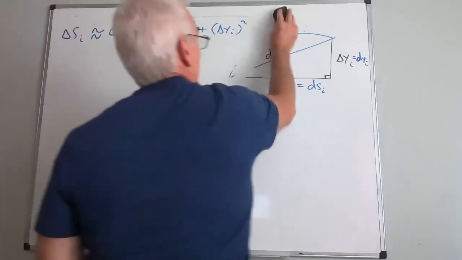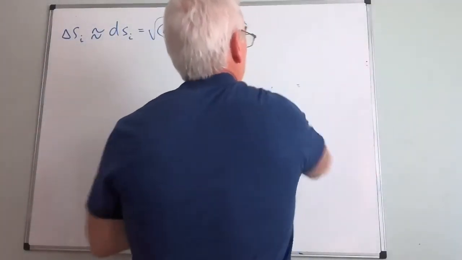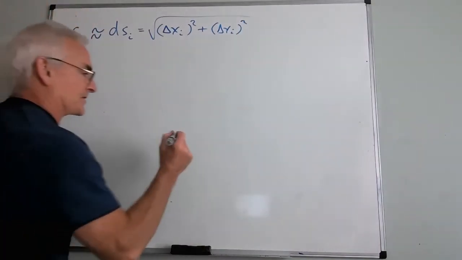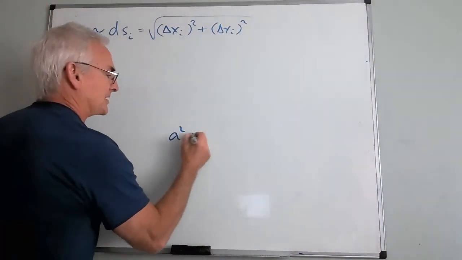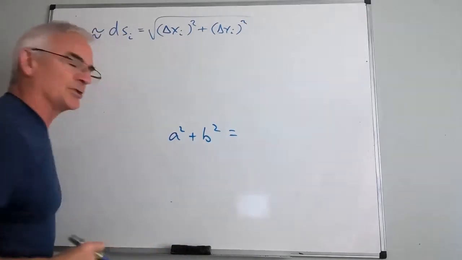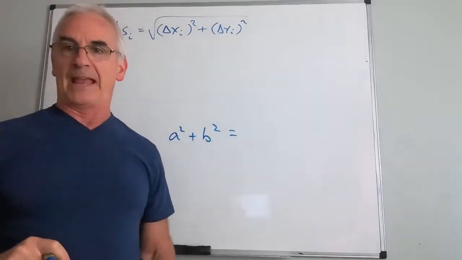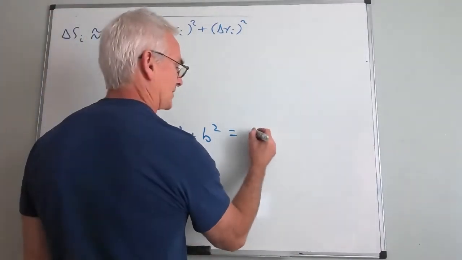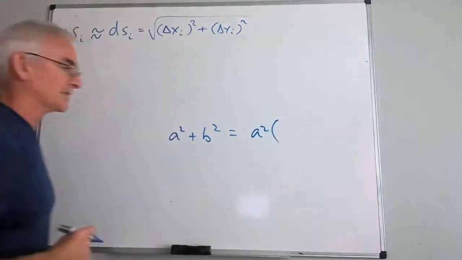I'm going to take this down now. So now we want to manipulate this because eventually we want to take a limit. Well, let me give you some simple algebra. If I said a squared plus b squared and I want you to factor out a squared, how would you write that? If I wanted to factor out a squared. We've done this kind of stuff before.